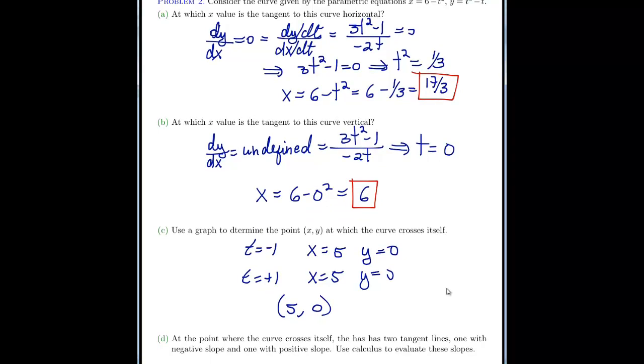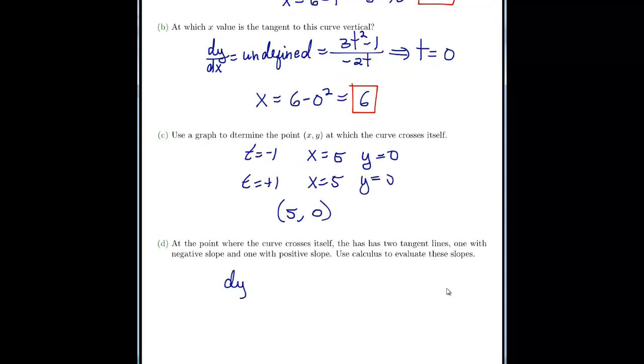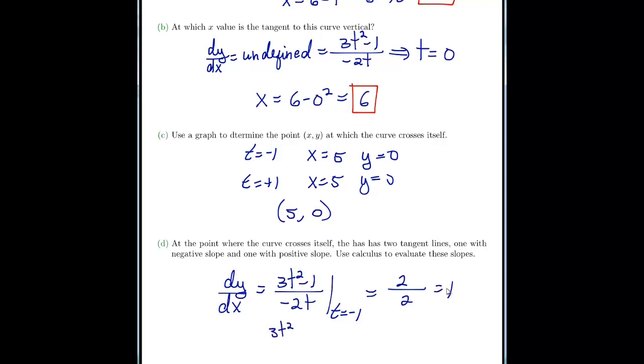And then the slopes of the tangent lines, well, we can get by looking at dy/dx and plugging in those two values. So when t is minus 1, we get 2 over 2, so we get 1 for the slope. And when t is plus 1, you get 2 over minus 2, so you get minus 1. So one slope, they ask you for the negative slope, which would be minus 1 in this case, and the positive slope would be plus 1.